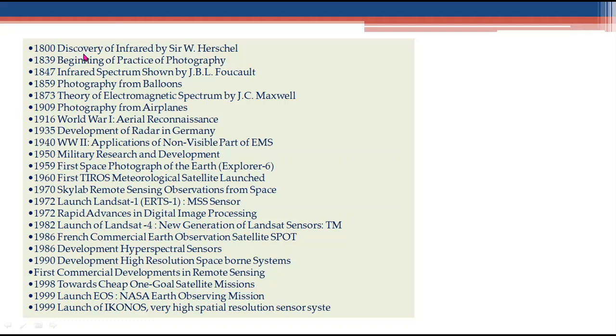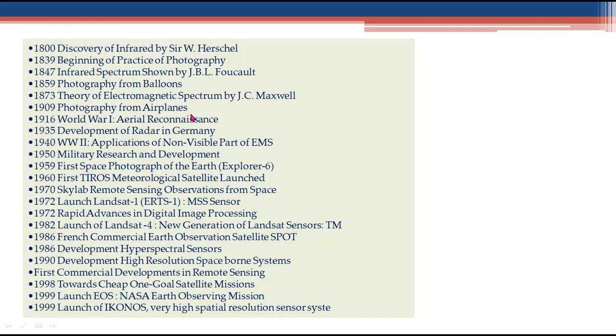sensing. You see, in 1800 we had the discovery of infrared by Sir W. Herschel, and in 1839 the beginning of the practice of photography. Then 1847, infrared spectrum shown by G.B.L. Forsyth. In 1859, photography from balloons started. 1873, the theory of electromagnetic spectrum by G.S. Maxwell. Yani ke Newton ke baad jo theory di thi, wo Maxwell ne di thi. It was about the electromagnetic spectrum.